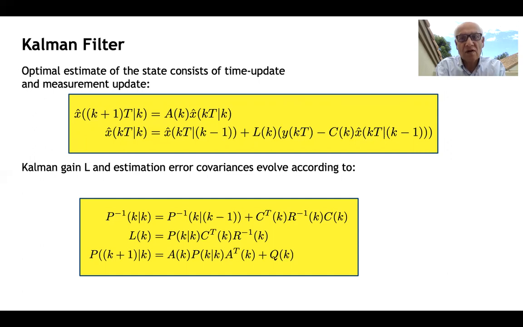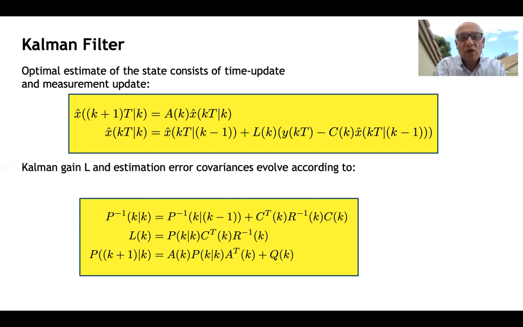The second equation is called the measurement update, and you can see why. Because what it is doing is telling you, you had information up to time k minus 1. You had an estimate. You get new information at time kT. What do you do with it? You subtract from it your best estimate of y, that's C times x hat, multiply by L, add it up. That gives you x hat at kT given k.